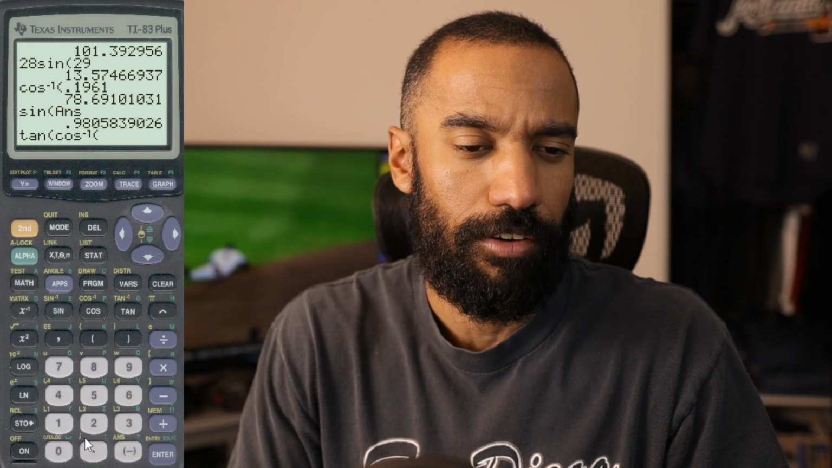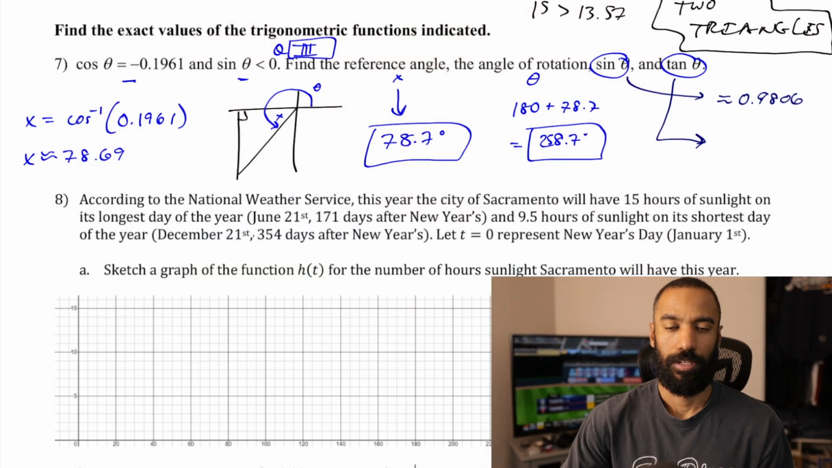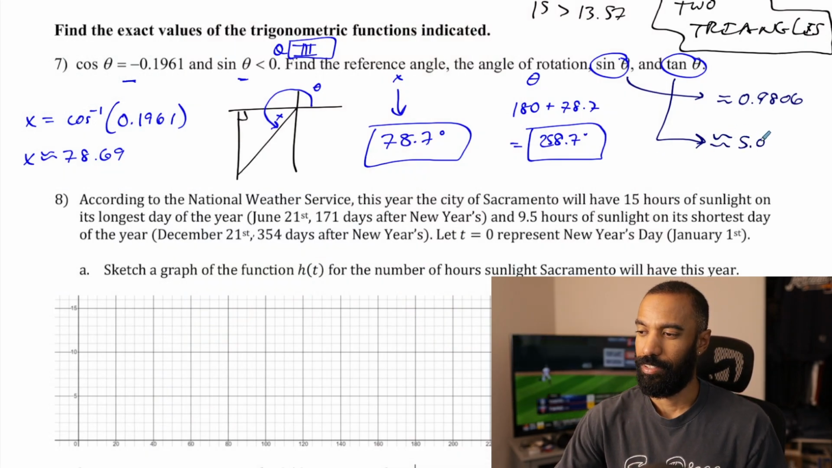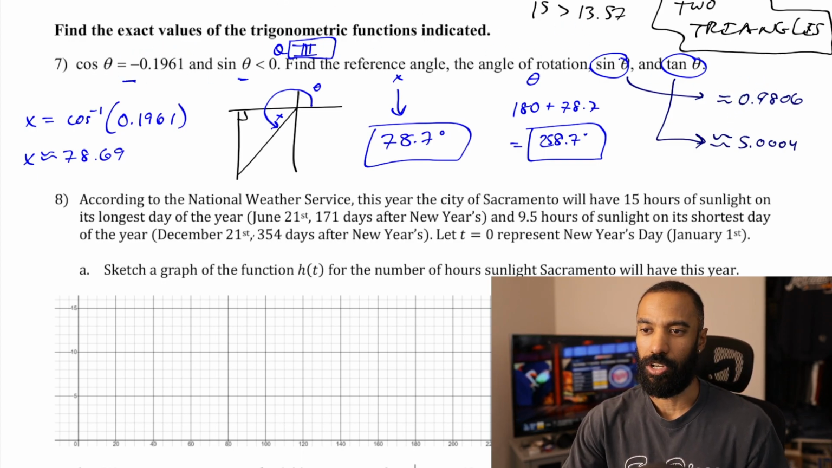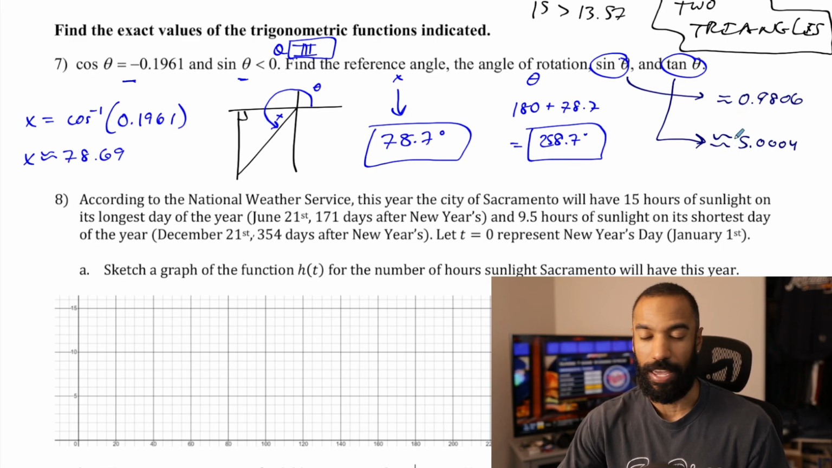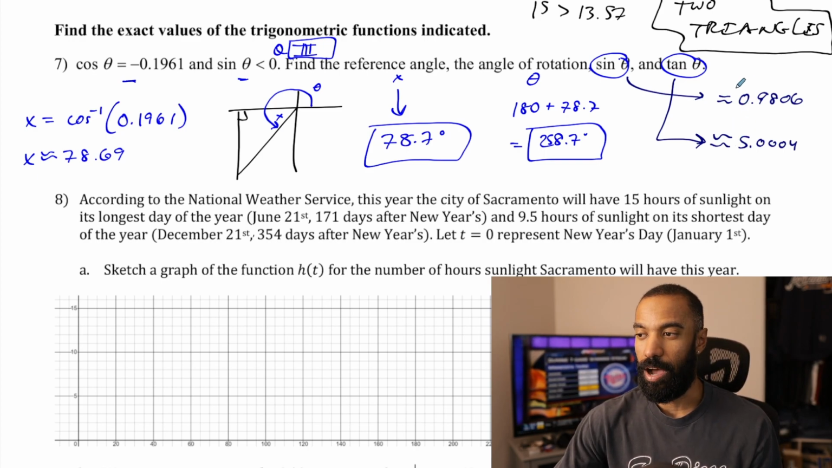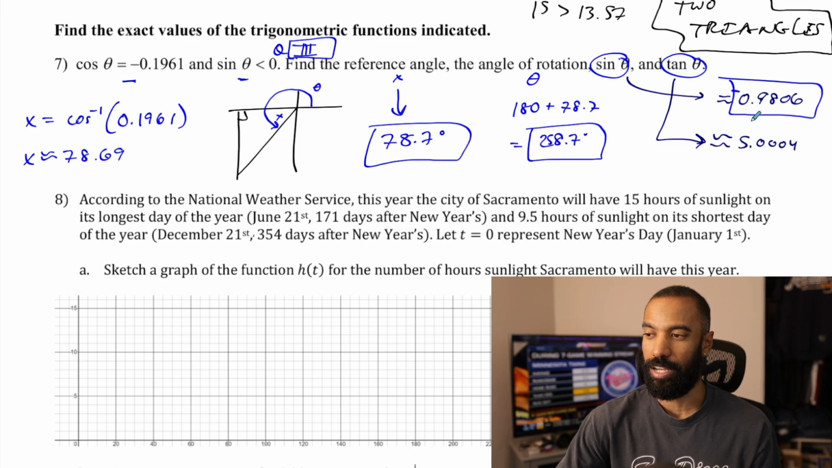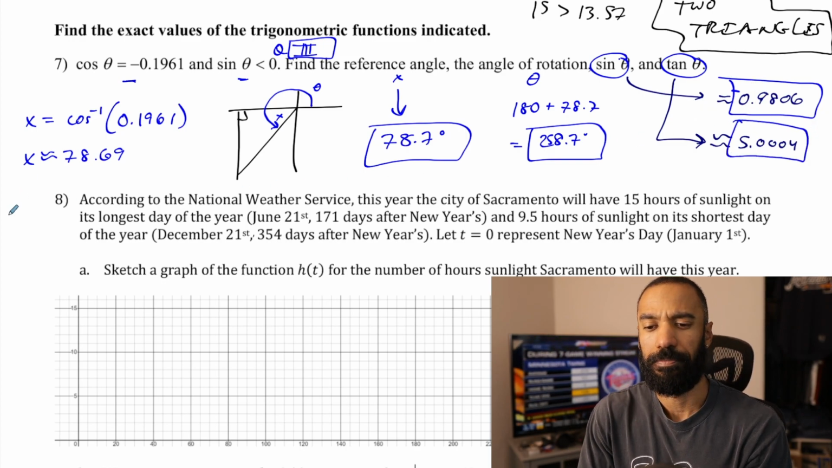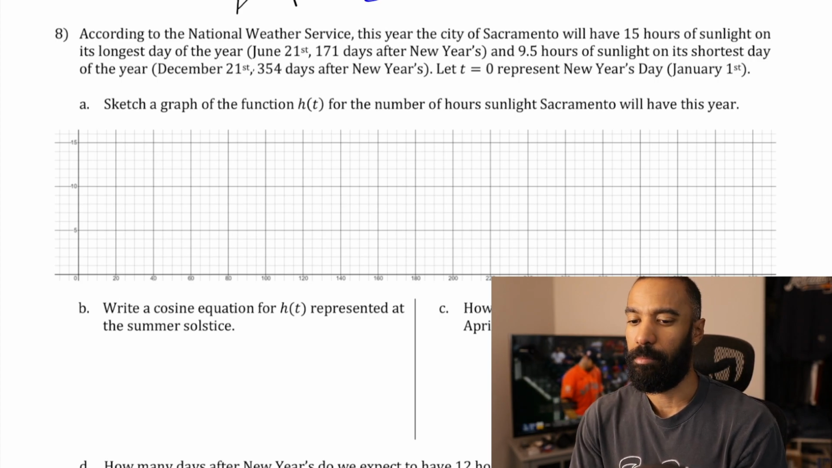And then I'm going to take the tangent of that previous angle as well, tangent of the inverse cosine of 0.1961. That's going to be 5.0004, so around 5. But if I want to round to 4 decimal places like this one was, oh, by the way, tangent's going to be positive. I don't know if I accidentally said sine and cosine. Tangent's going to be positive. Sine is going to be negative because in the third quadrant, sine is negative, like cosine is, but not tangent. So there's sine, there's tangent. We're done. Okay, the last problem here, number 8.